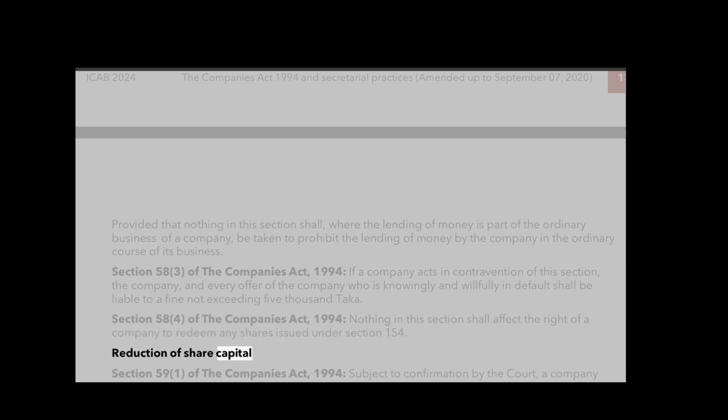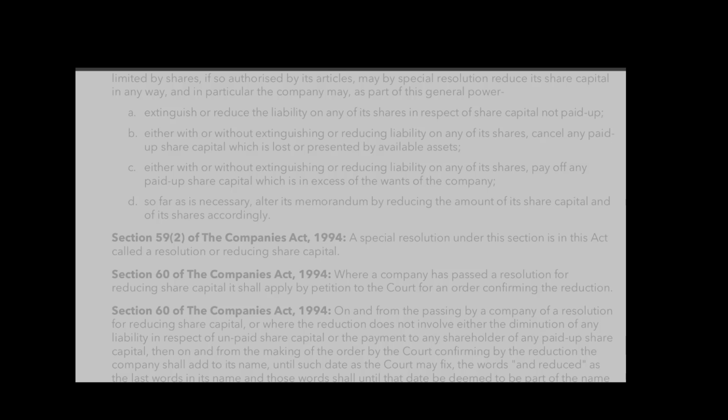Reduction of share capital. Section 59, 1, of the Companies Act, 1994. Subject to confirmation by the court, a company limited by shares, if so authorized by its articles, may by special resolution reduce its share capital in any way, and in particular the company may, as part of this general power: a. Extinguish or reduce the liability on any of its shares in respect of share capital not paid up. b. Either with or without extinguishing or reducing liability on any of its shares, cancel any paid-up share capital which is lost or unrepresented by available assets.